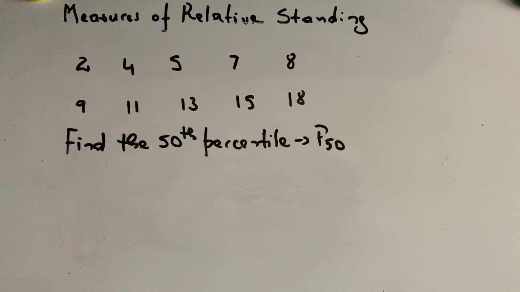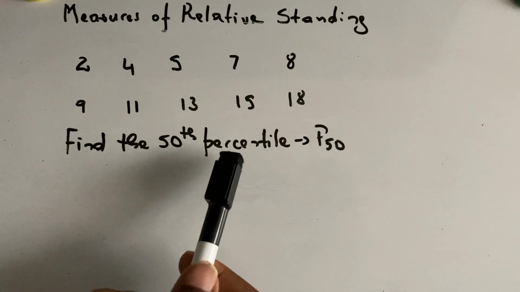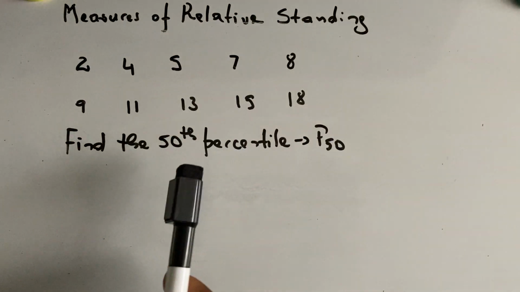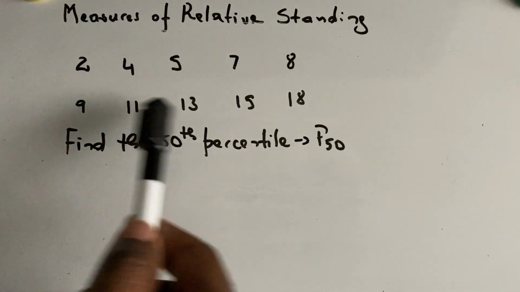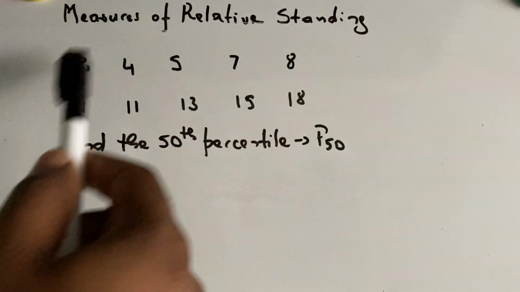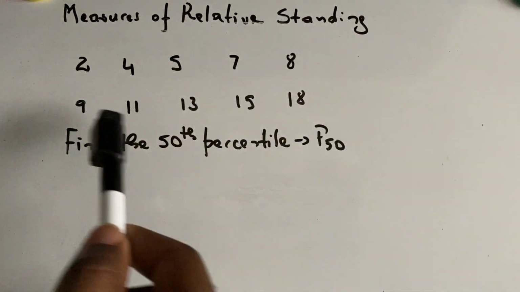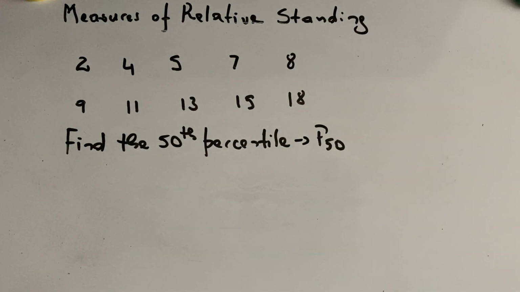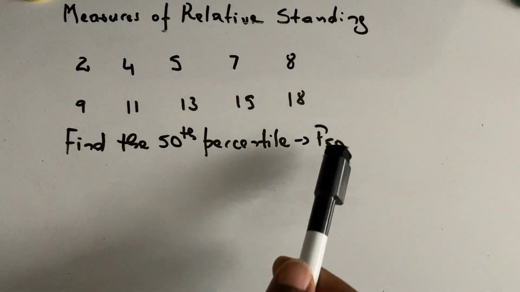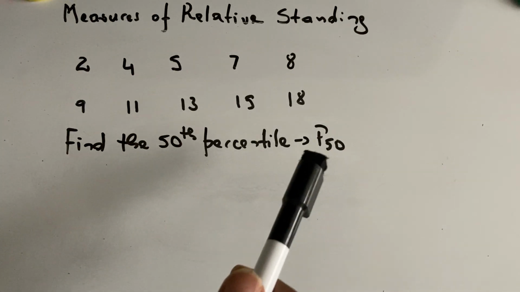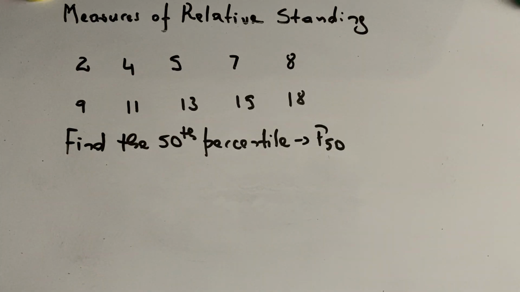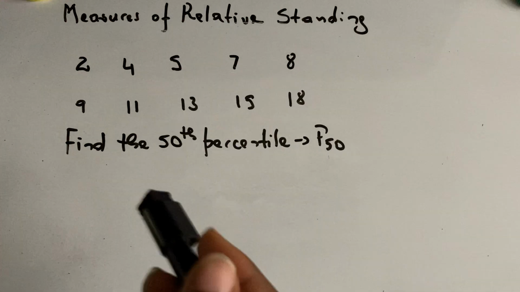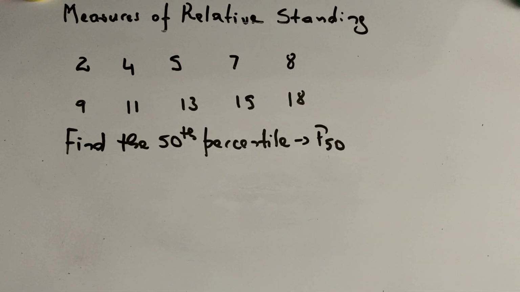First thing you need to do is find something called a locator, because finding the 50th percentile is as if you're trying to divide this into 100 groups, and you're going to try to get that value which is at the 50th, so right in the middle. It's the same thing as the median, okay? But in this case, we're looking at it as a percentile, the 50th percentile. So how do you get that value when it comes to percentile?